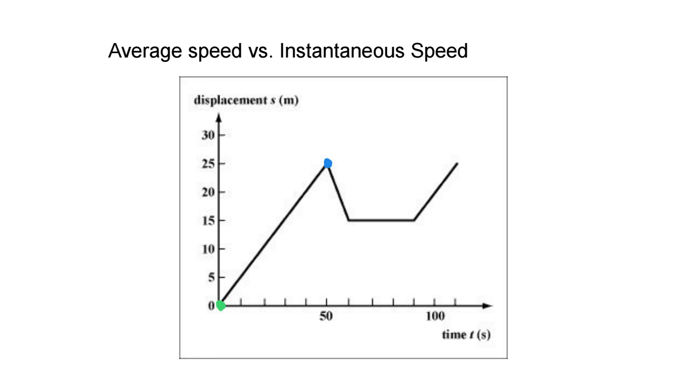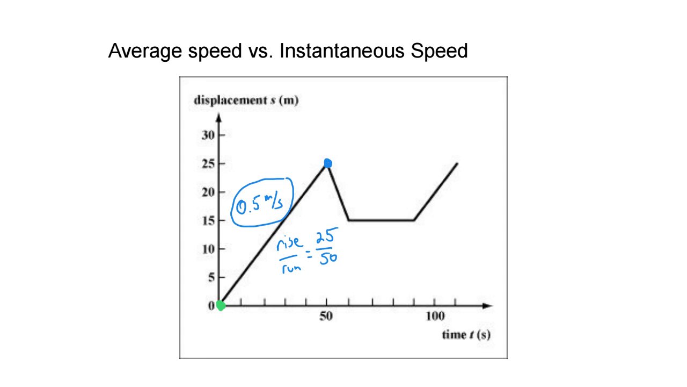So rise over run equals how far did we rise? We went from 0 up to 25. How far did we run? We went from 0 to 50. And simplify that, we have an instantaneous speed of 0.5 meters per second.